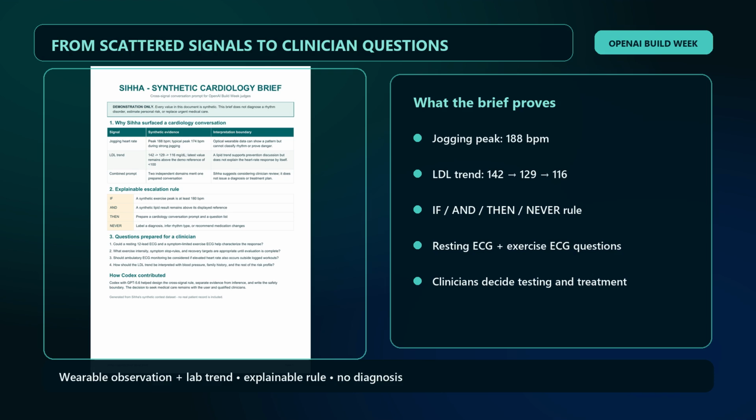The brief separates evidence from inference, shows the explainable rule, and prepares questions about a resting ECG, exercise ECG, safe intensity, ambulatory monitoring, and lipid context. It never classifies rhythm, decides whether the user should stop exercise, or recommends treatment changes. Qualified clinicians decide testing, diagnosis, and treatment.